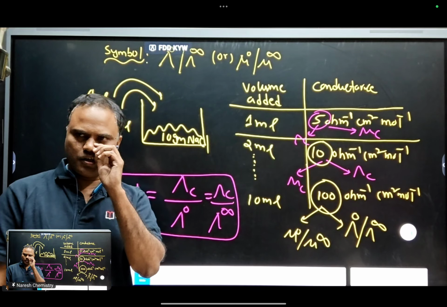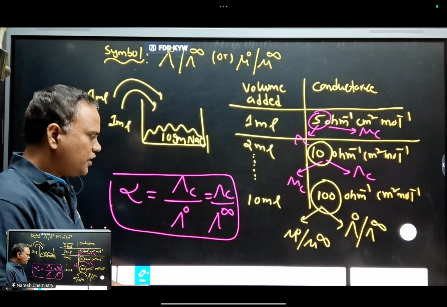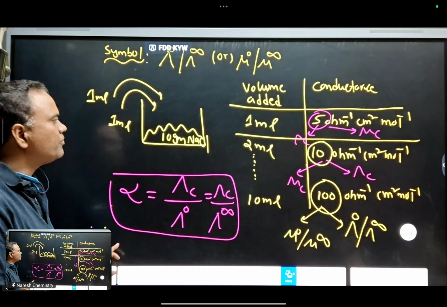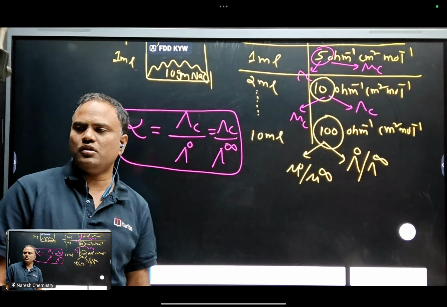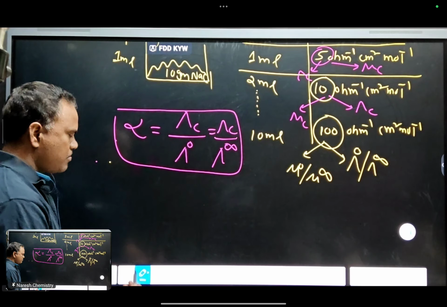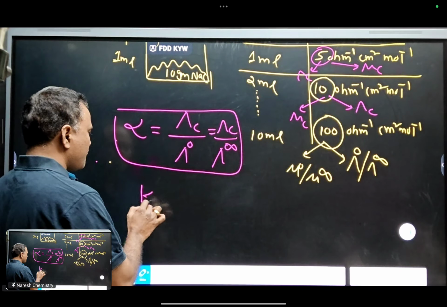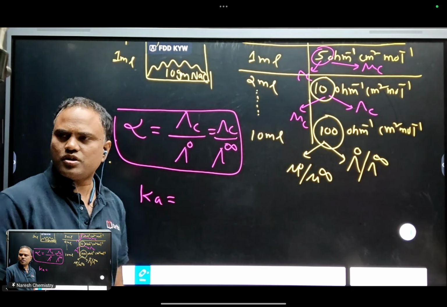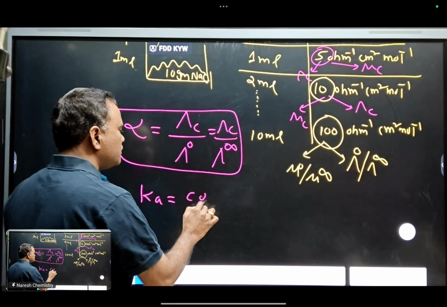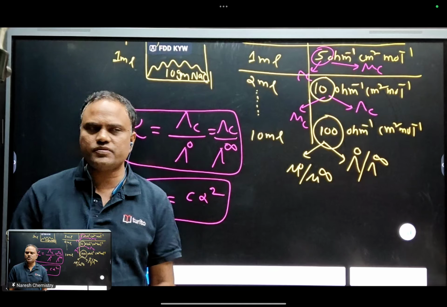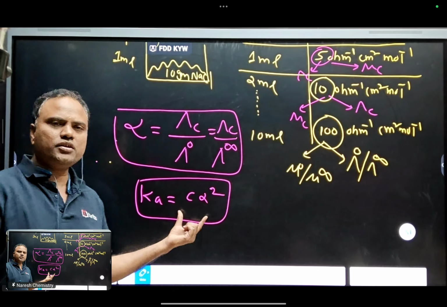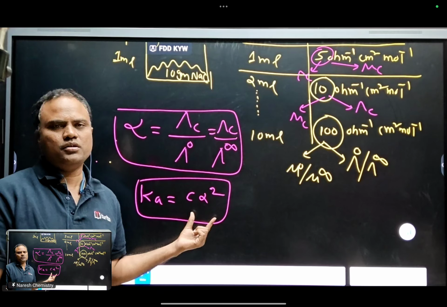We know about degree of dissociation. And you tell me, what is the relationship between Ka and alpha? Ka and alpha. Acid dissociation constant Ka is equal to C alpha square. In electrochemistry, first year based problems will come. This is the ionic equilibrium formula.